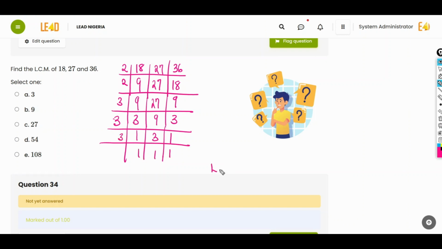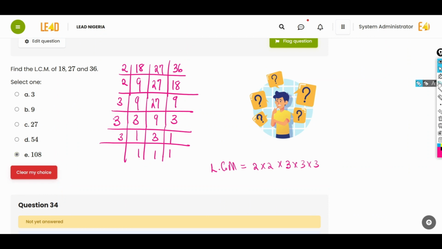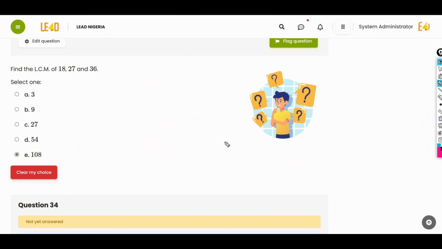So we have our LCM as 2 times 2 times 3 times 3 times 3. 2 times 2 is 4, 4 times 3 is 12, 12 times 3 is 36, 36 times 3 is 108.